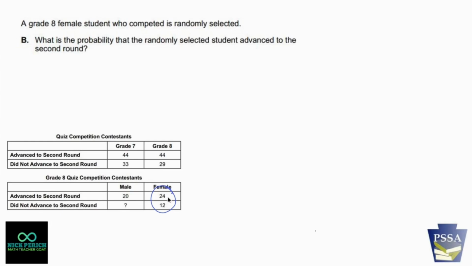All right, 8th grade female student. The total amount of 8th grade female students would be the ones who advanced and the ones who didn't advance, add them together. 24 plus 12 is going to be 36. Now, the probability that out of those 36 students, they did advance is going to be that 24. So 24 out of 36 is the number of females who advanced over the total number of females.